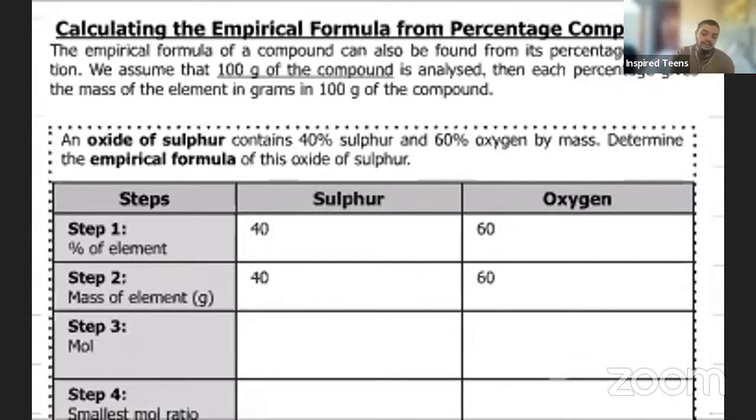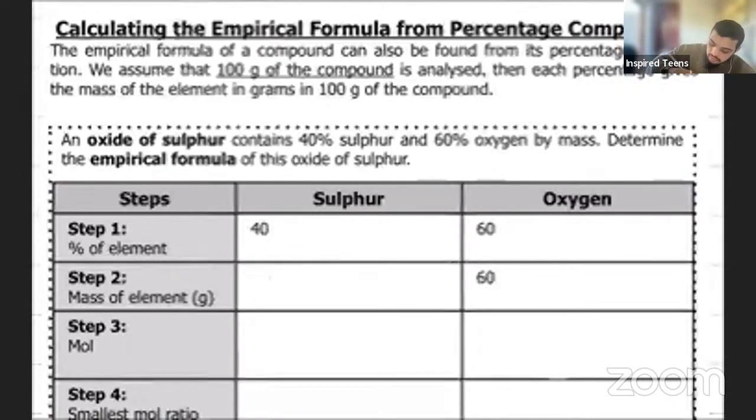So an oxide of sulfur contains 40% sulfur and 60% oxygen by mass. Determine the empirical formula of this oxide of sulfur. Okay, so what we do is, let's get all of these things. We'll write it in ourselves.